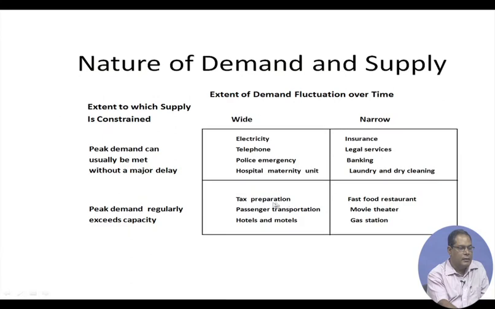Wide, that is tax preparation, passenger transportation, hotels and motels. So, this is where demand fluctuation over time is wide, and where demand fluctuation over time is narrow, that is fast food restaurant, movie theater, gas station, etc.